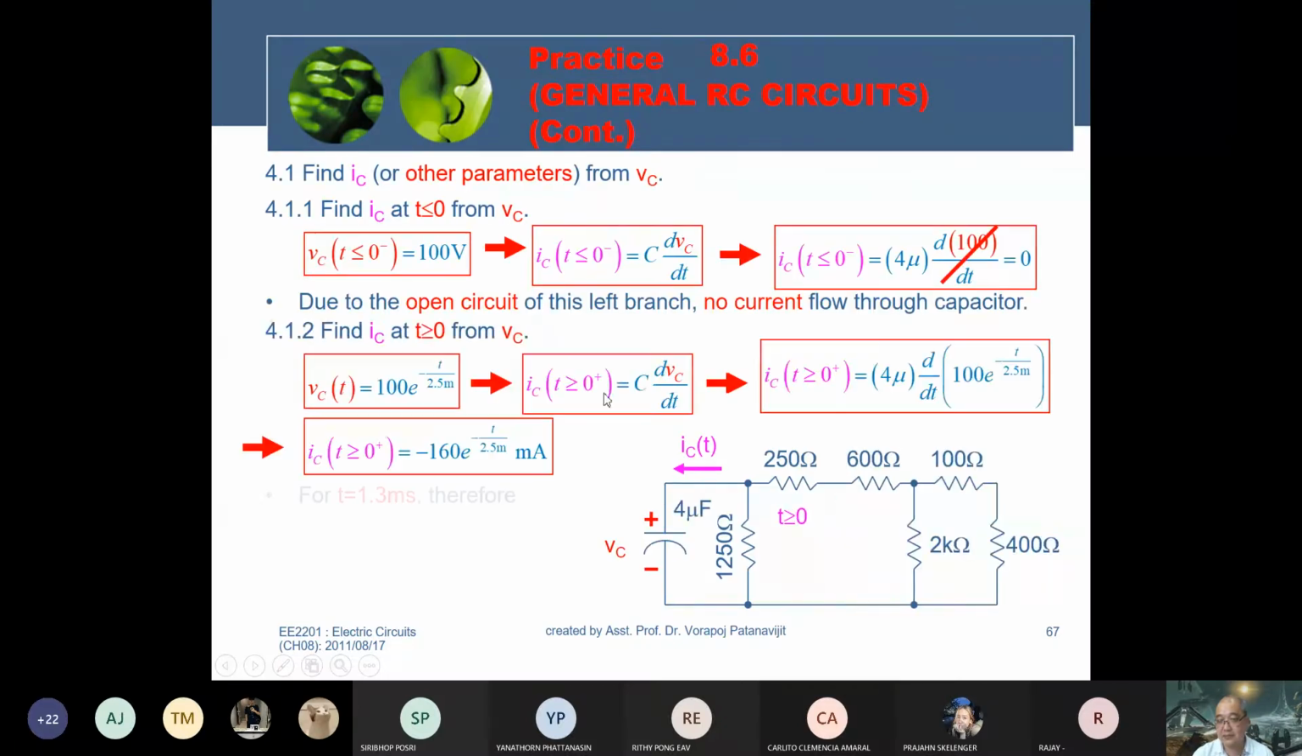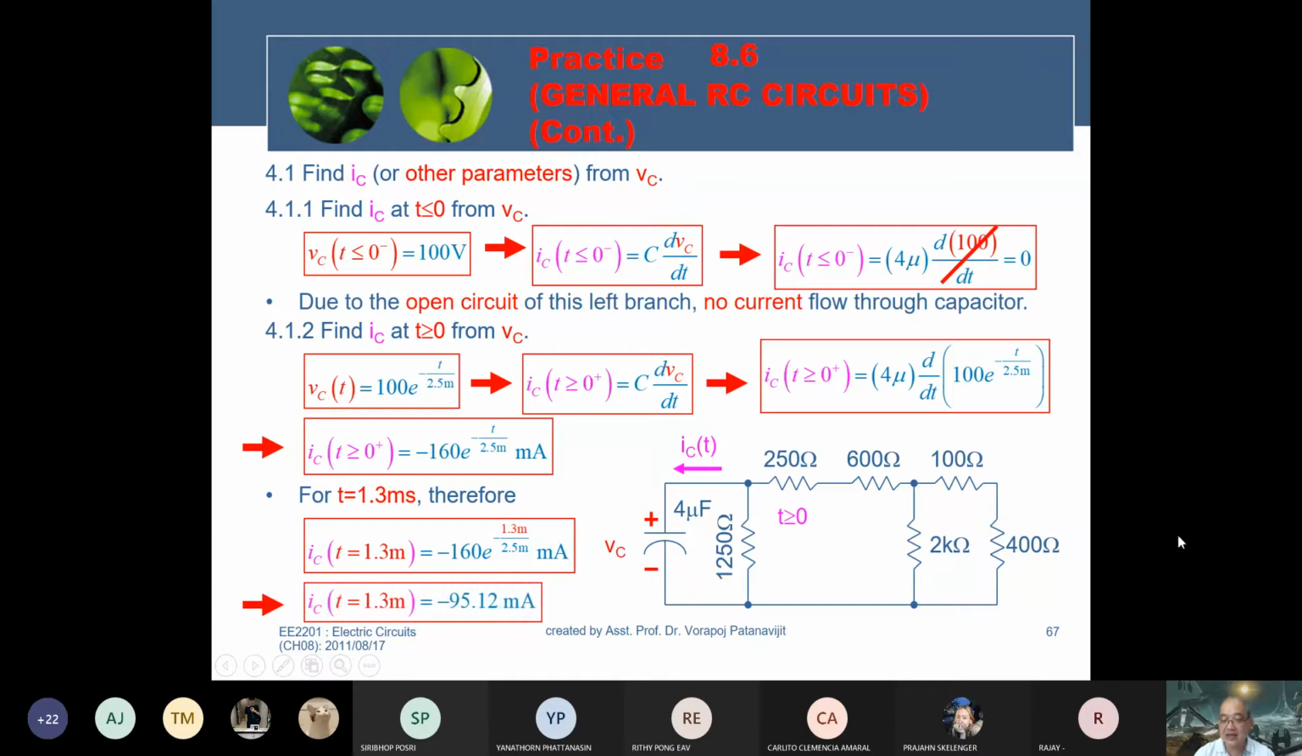IC equals C dV by dt. VC equals 100 e power minus t divided by 2.5 milli. You multiply them, differentiate e^(at), it gives you a e^(at). Therefore, the final result, the capacitance current equals minus 160 e power minus t divided by 2.5 milli. When the time equals 1.5 milli, substitute 1.5 in this step, and you get that the capacitor current equals minus 95.12 milliamp.